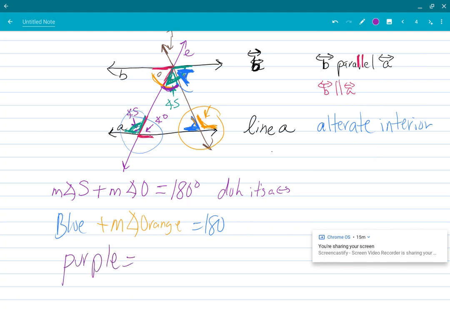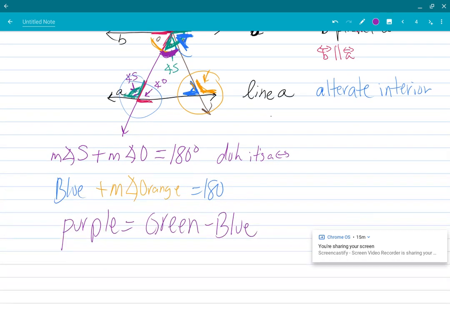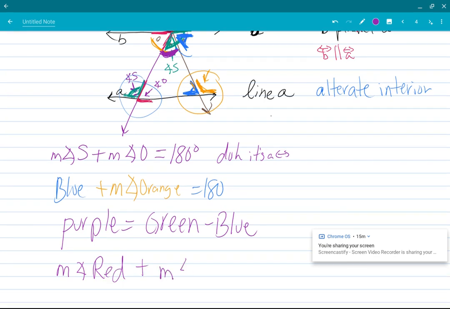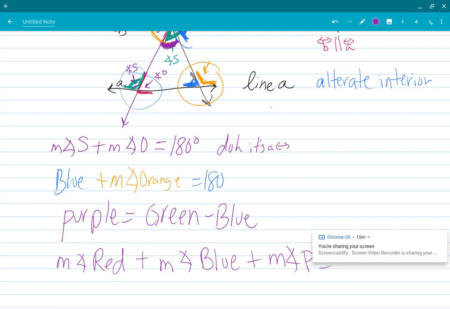Purple equals green minus what? You see this little purple section right here? This is the same as if you took all of the green and took away the blue. All right, so we're going to have the measure of angle red plus, I went without the names, I'm so sorry, plus the measure of angle blue plus the measure of angle purple. P for purple. I should have written the word purple. So what are they equal to?